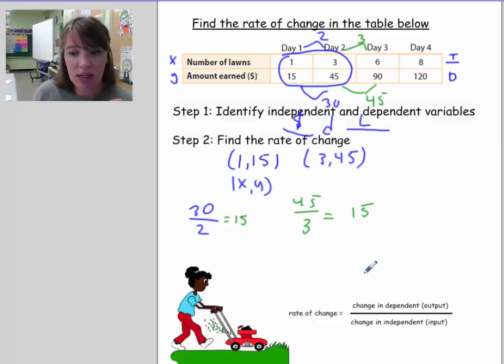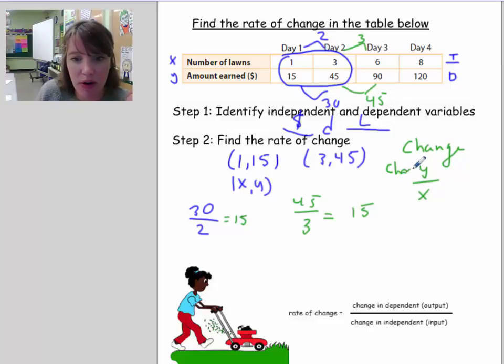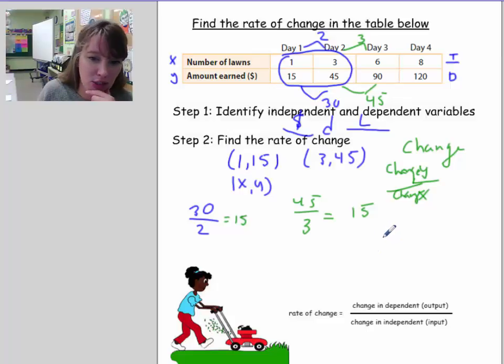Notice there are similarities with the constant of proportionality and there are differences. Okay, the similarity is that it's the y over the x, but the difference is that we're marking change. It's not just the y over the x, it's the change of the y variable over the change of the x variable. Okay, that's how it's different from the constant of proportionality that we learned about yesterday.